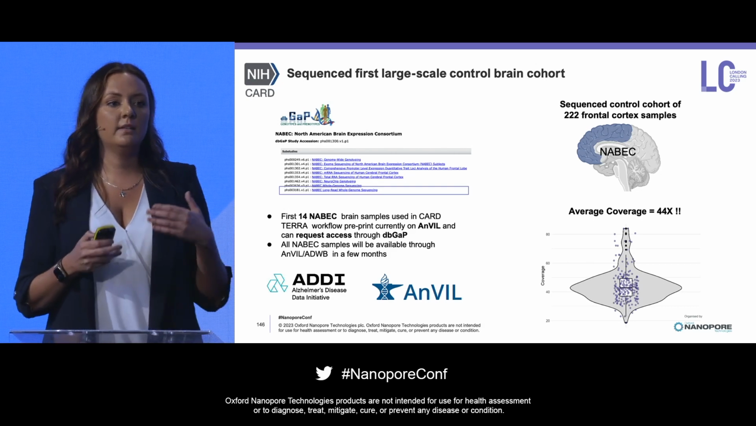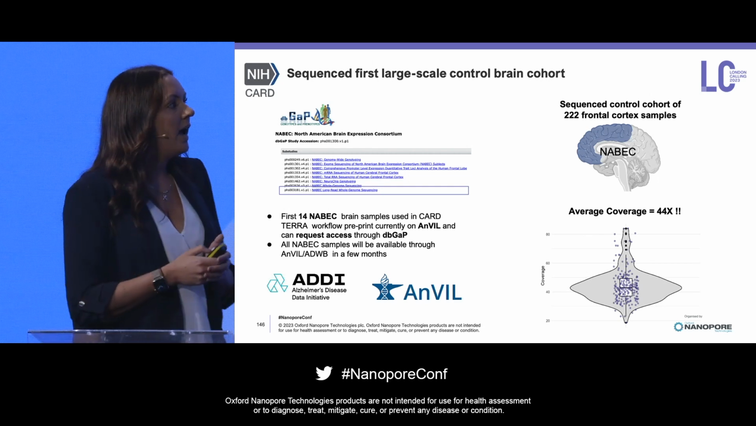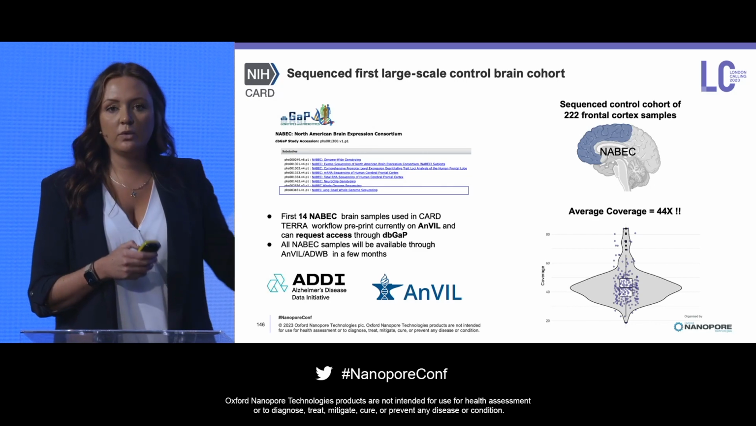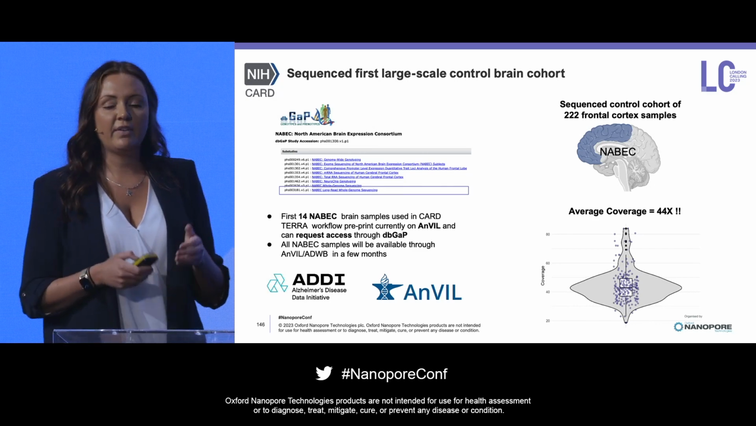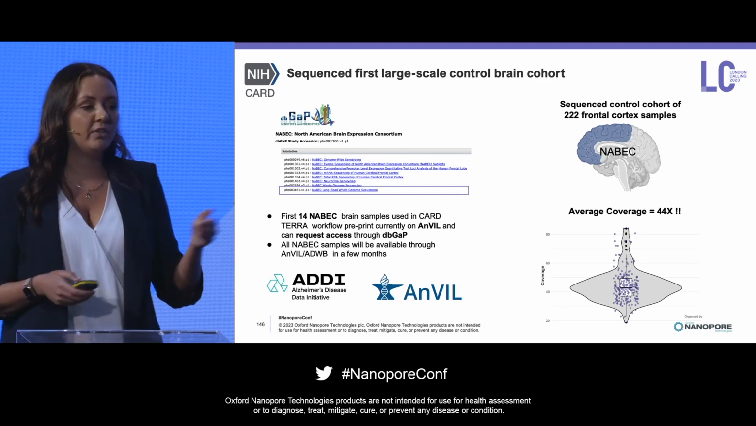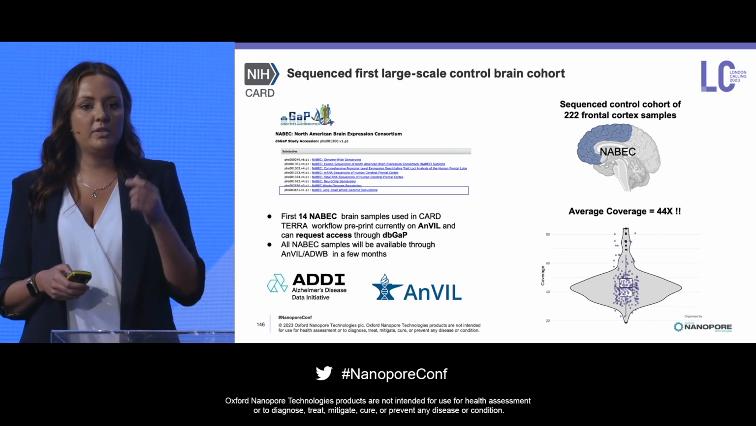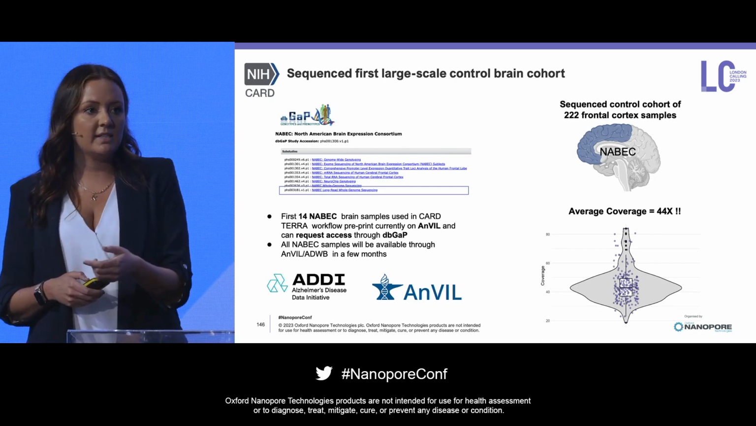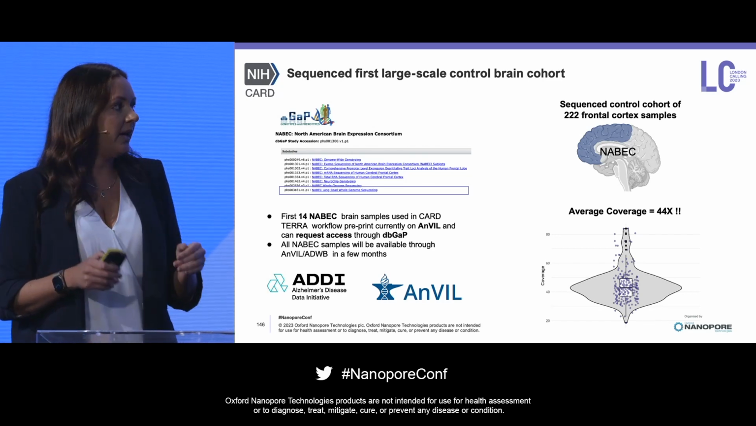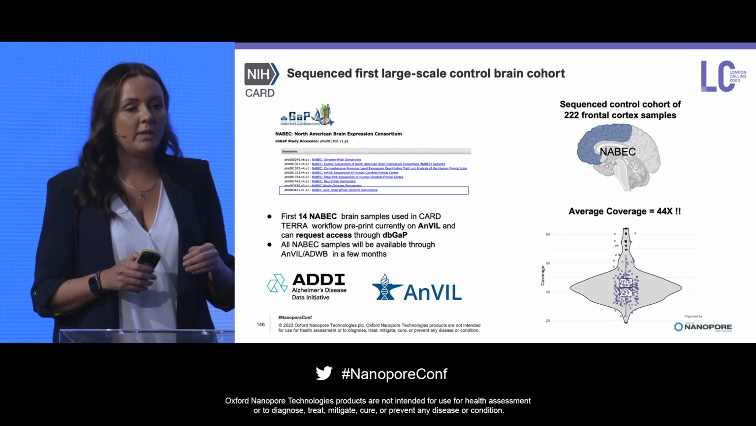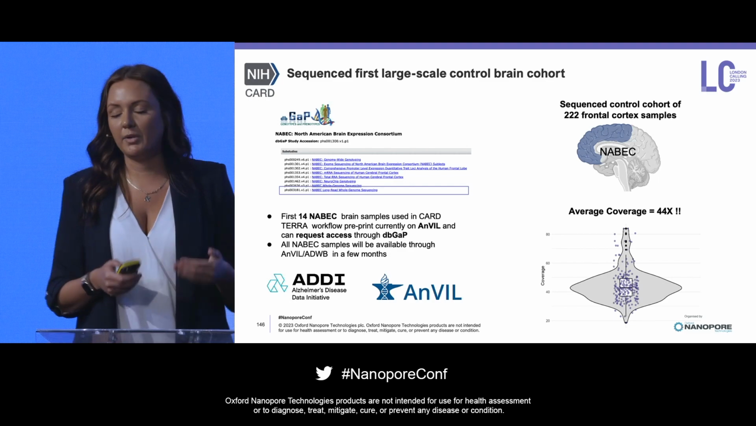One of the main goals of this initiative is to get the data out quick and make it easily accessible. So in light of that, the first 14 of the brain samples that were included in the methods paper are now on AnVIL. If anybody did want to access them, you have to go through dbGaP, and once you get granted access through dbGaP, use that same email to then go to AnVIL and access the data. We are pushing all 200 samples to AnVIL and also to ADWB, which is part of the Alzheimer's Disease Data Initiative, but that process takes a couple of months.